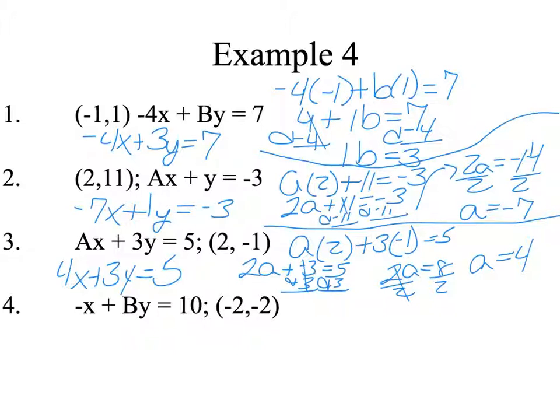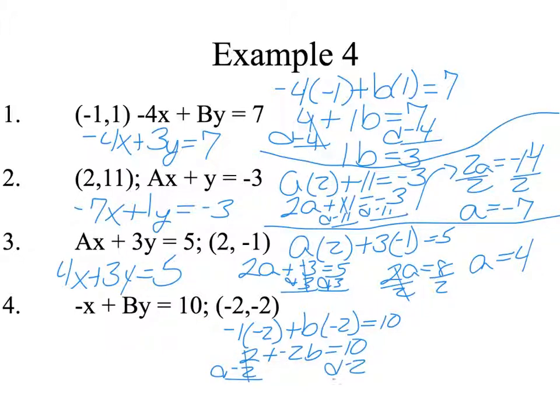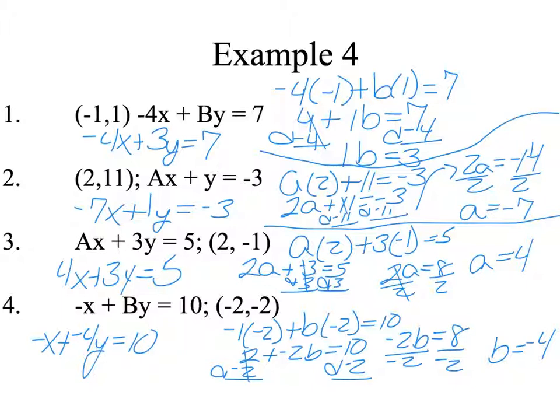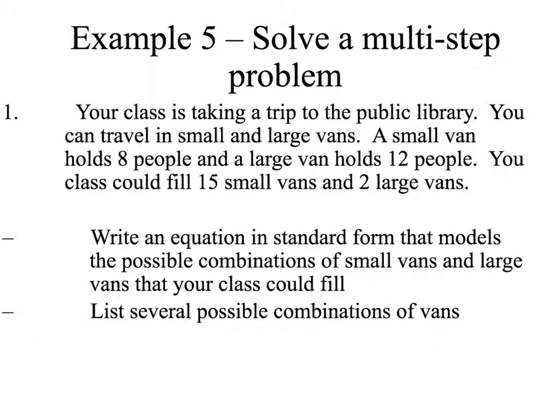Last one. Negative 1 times negative 2 plus b times negative 2 needs to give me 10. 2 plus negative 2b needs to give me 10. I'm going to add negative 2 to each side. Negative 2b equals 8. Divide each side by negative 2. And you get b equaling negative 4. Final answer, negative x plus negative 4y equals 10.